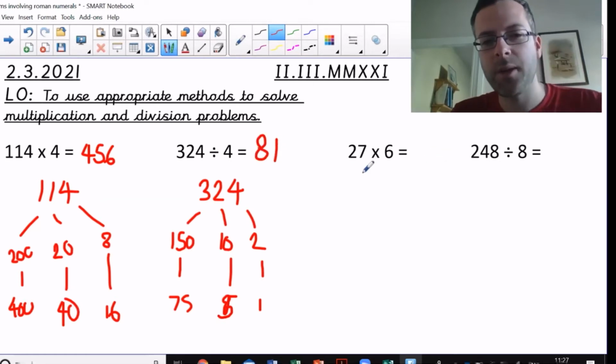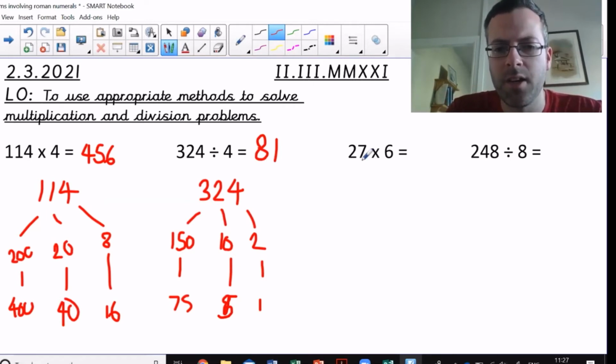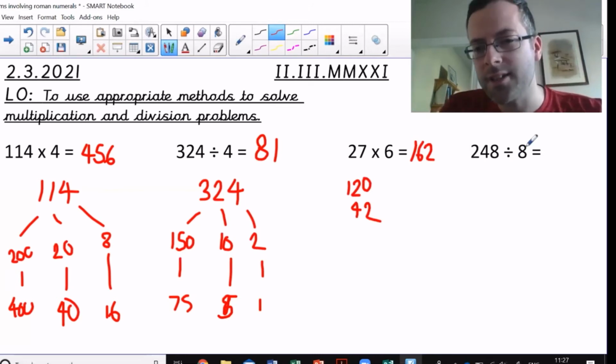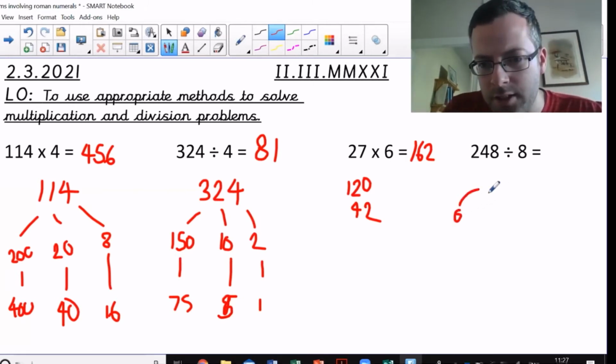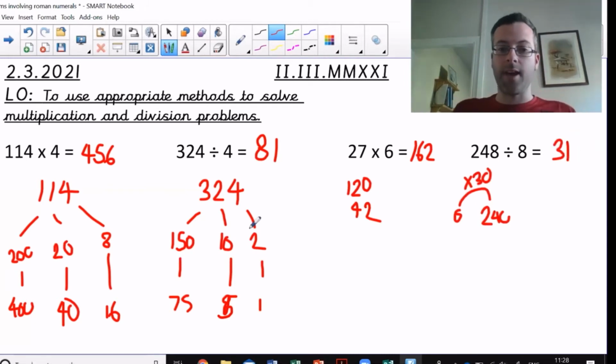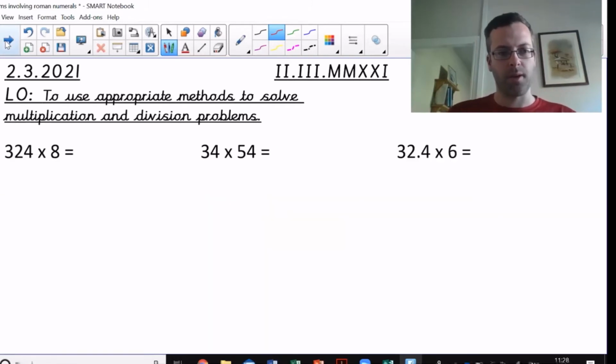Straightforward. 27 times 6, rather than a full written method, some of us might go, well, actually, I know that 20 times 6 is 120, and 7 times 6 is 42. Add those two together, my answer is 162. And then you might get stuff like this, and you might think, well, actually, I know that 240 divided by 8 would be 80, 160, 240. So that would be 30 lots to get me to 240. So it's just another 1 to get me to 248. So my answer is 31. Again, jottings, which I'm expecting to see, but not formal written methods. We're looking for appropriate methods.